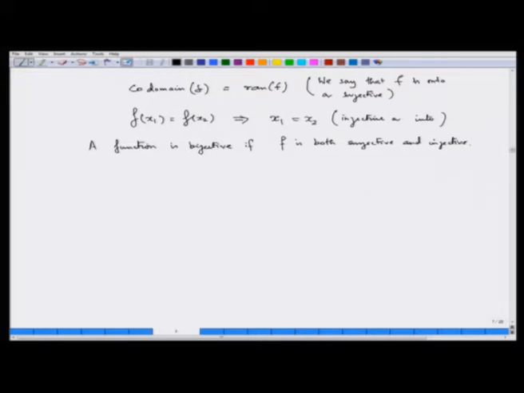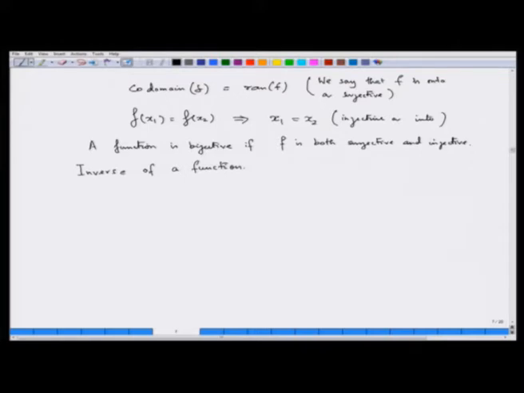Now, we come to a very important notion, the inverse of a function, because this question is natural. You might ask, why are you talking about inverse? But the question of inverse is a very natural concept. So, what does it do? It does the following.